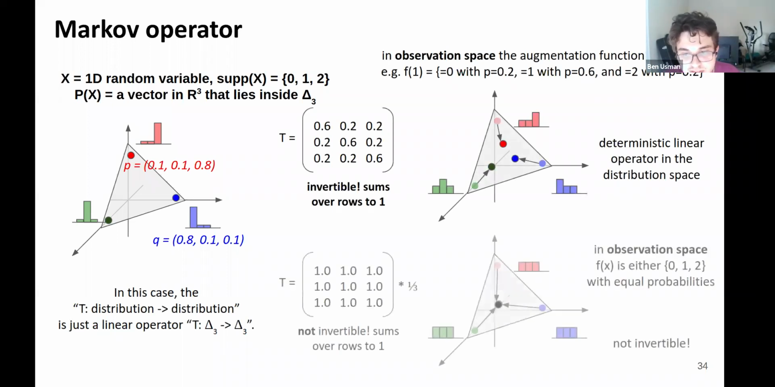However, if we look at this other operator that just completely randomly assigns one of three outputs regardless of the input, it's not invertible, neither in the distribution space nor in the observation space, because it turns any input distribution, any input histogram, into a uniform distribution. So two different distributions are mapped to the same distribution, and therefore it is not invertible in the distribution space.